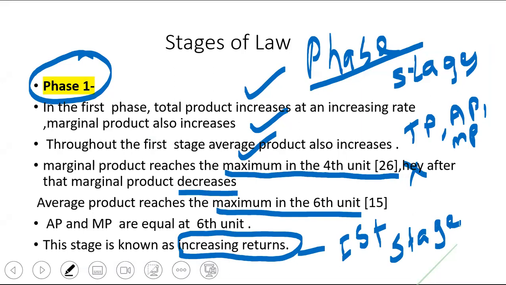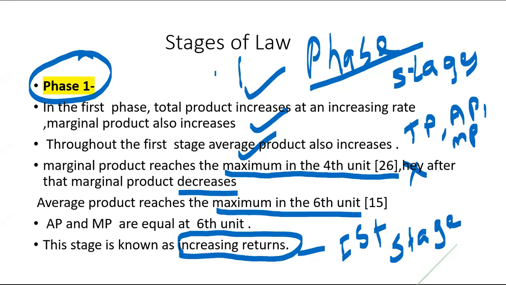In the first stage, what happens to TP, AP and MP? Where did the voice go? Children, first stage, TP, AP, and MP dash. Increase. Very good. All three are increasing. TP increases, AP increases.